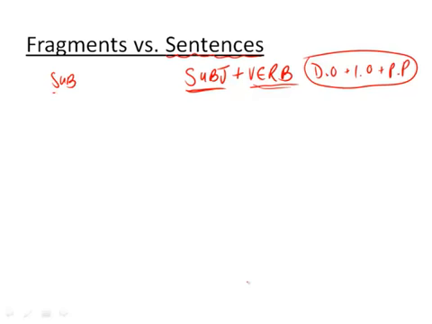So therefore, our fragments are words that do not have both a subject and a verb. So they do not have both of these. So circle that for both, and boom, they do not have both of them. They could have one of them, could have a subject but no verb. They could have a verb but no subject, and therefore they're not sentences, they are fragments. So if you got that, let's play the game.